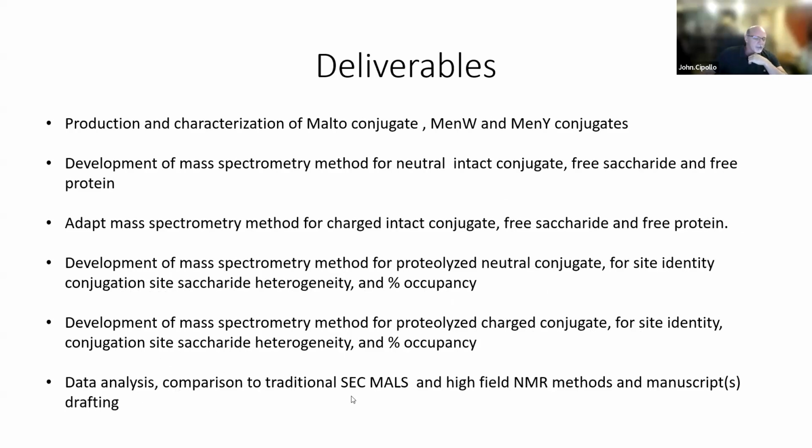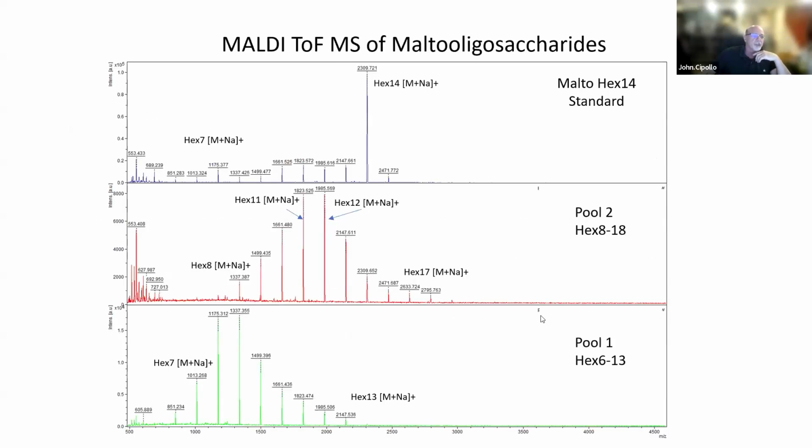And then data analysis to compare these to, for instance, standard techniques such as SEC-MALS, which really generates size or hydrodynamic volume for the protein that's not linked, the saccharide that's not linked, and then the actual conjugate, and then high field NMR to follow structure. So these are some of the preliminary data. These are the pools that we've then linked.